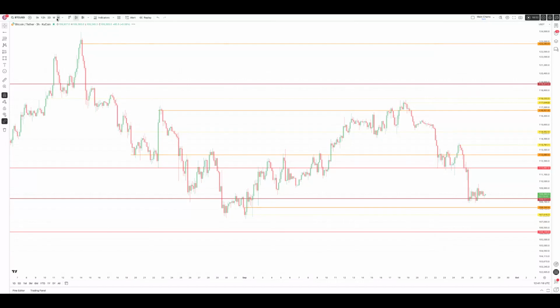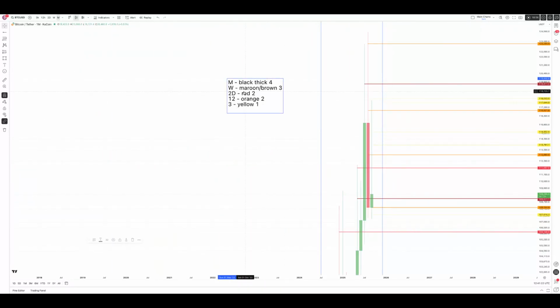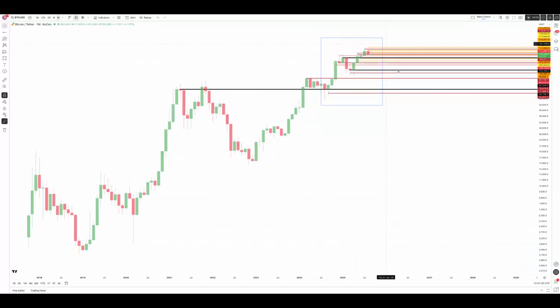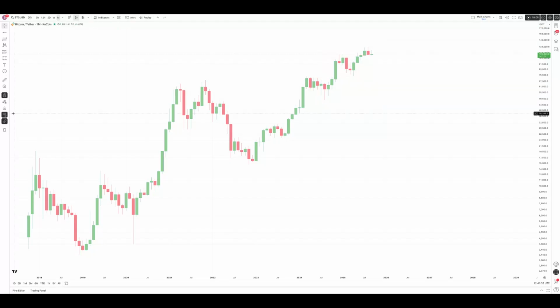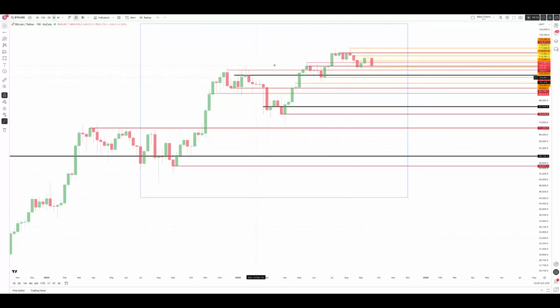Now let's zoom out. You're gonna see this again. Okay, it looks a bit messy when you're like this, but you can always hide stuff, like you can hide drawings. That's all right. So I'm gonna look at the weekly, and it's a bit clearer.